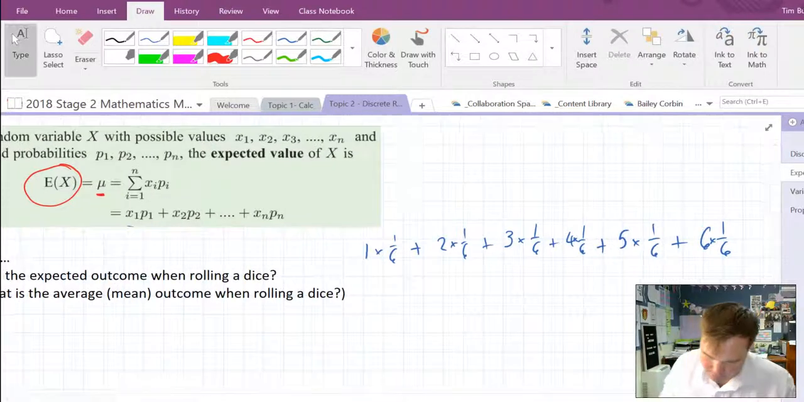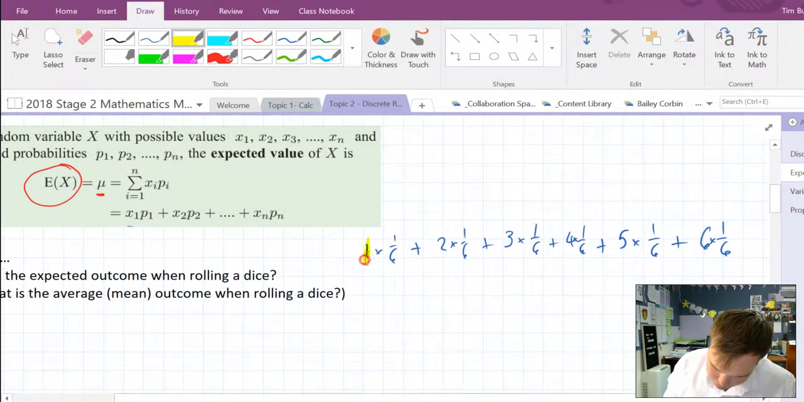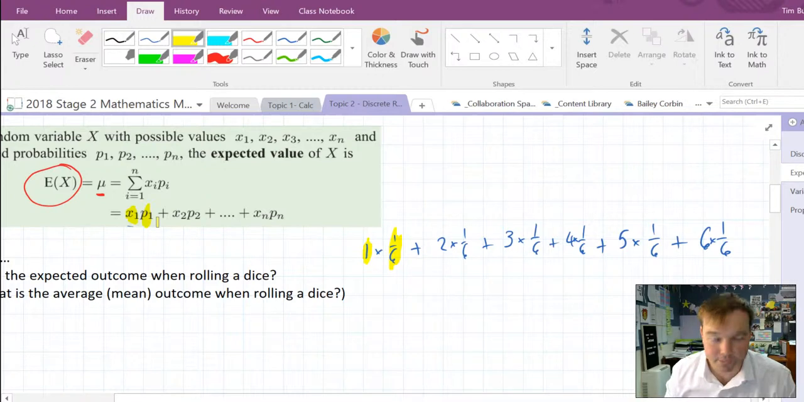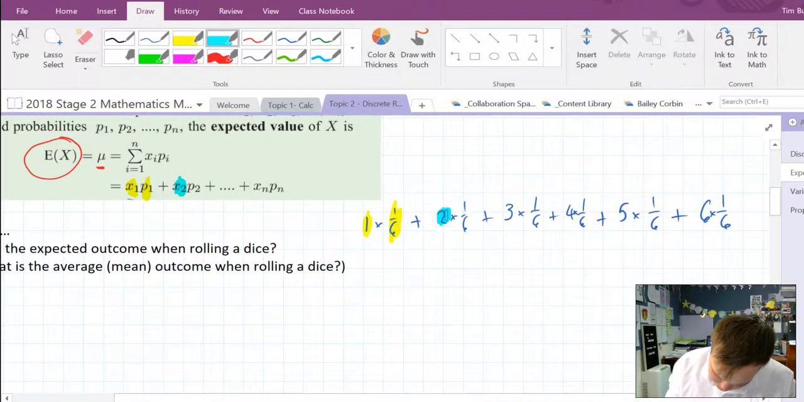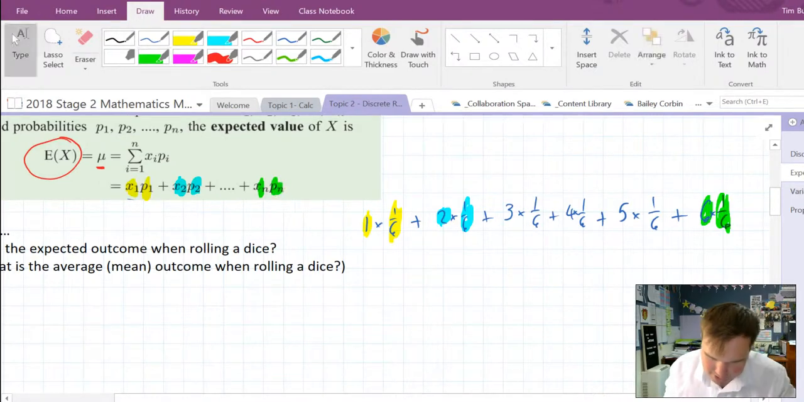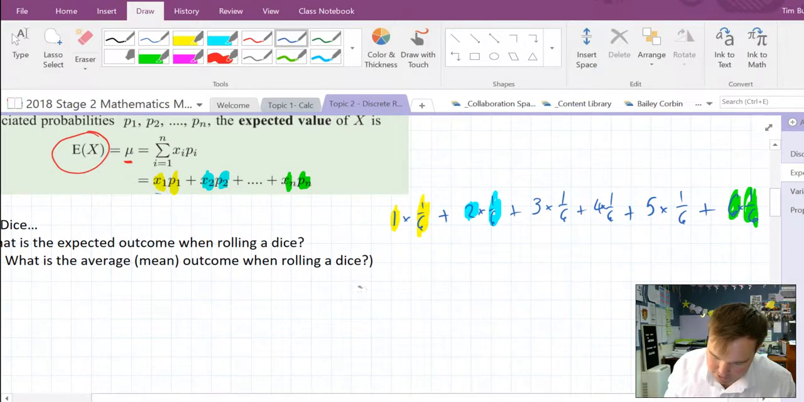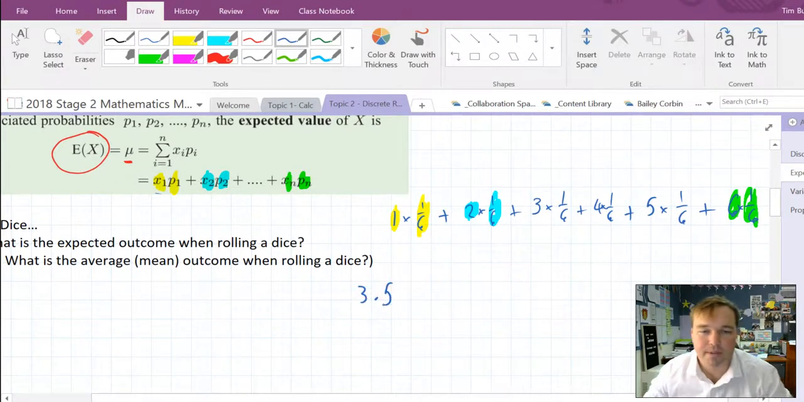What's happening here is this is the first outcome, that's x1, and that's the probability of the first outcome. And no, it won't always be the same probability, but clearly with a dice it is. This is the second outcome and the second probability, and all the way up until we get to the final outcome and the final probability. And then we just add them each together. And it turns out the expected outcome for a dice is 3.5.